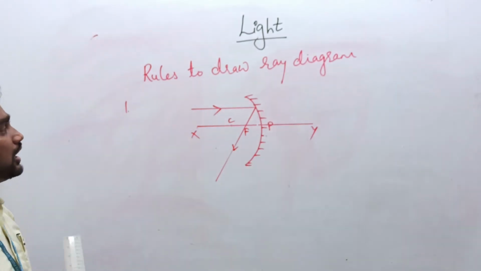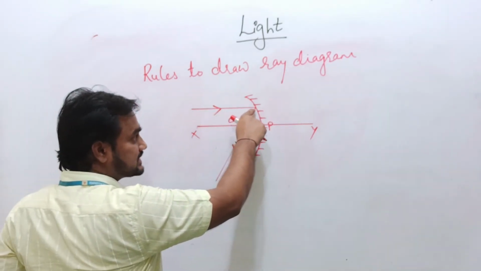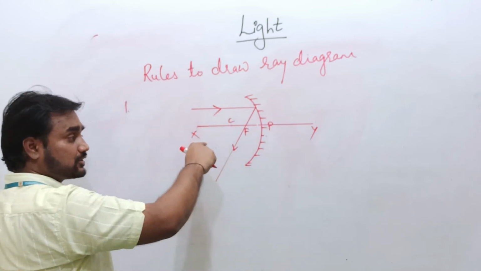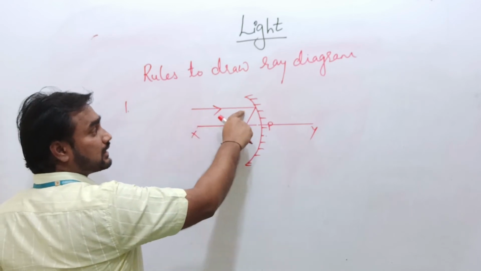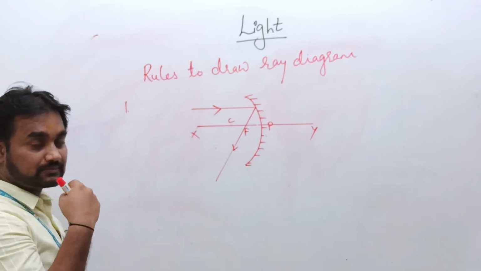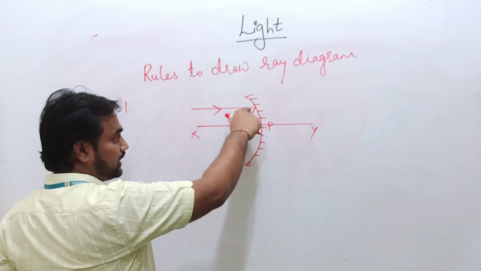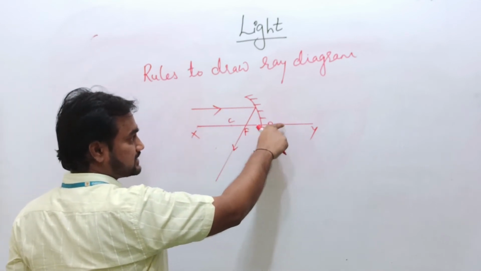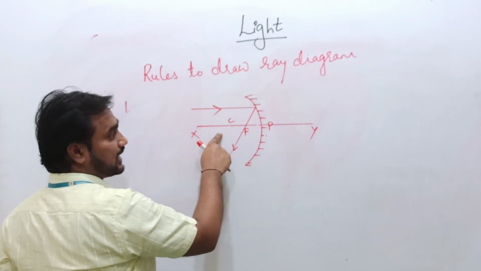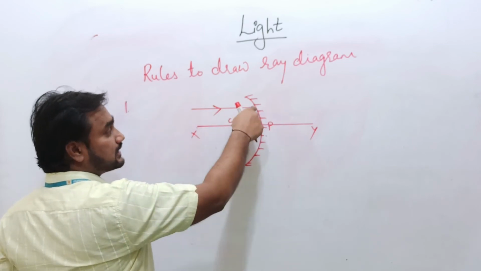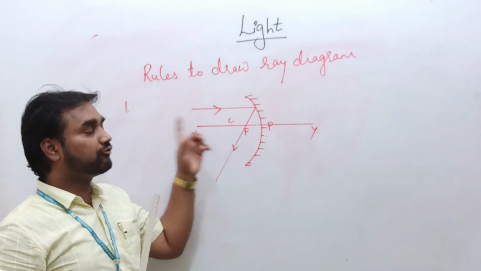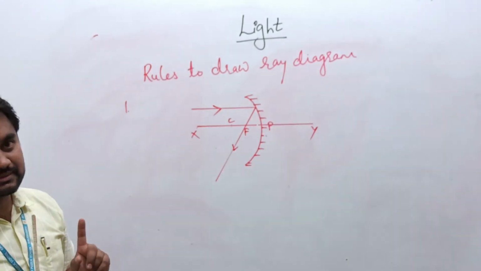So what is the first rule? When the light ray is incident parallel to the principal axis, let me call it the incident ray, you can see it is parallel here. When the incident ray is parallel to the principal axis, then the reflected ray must pass through the principal focus.